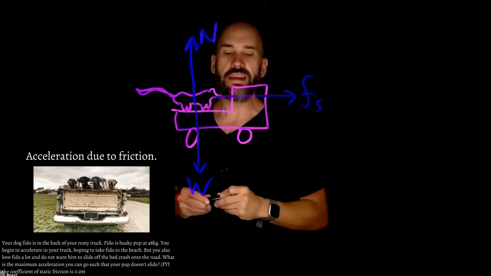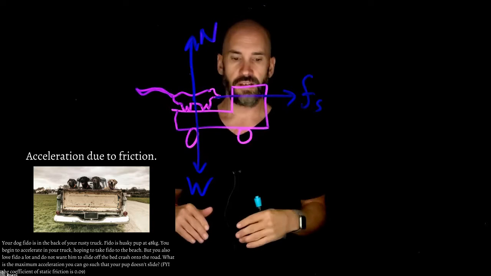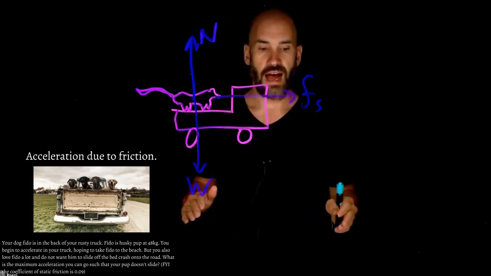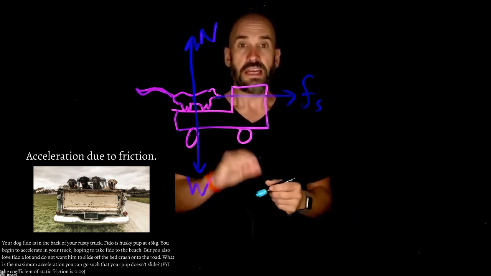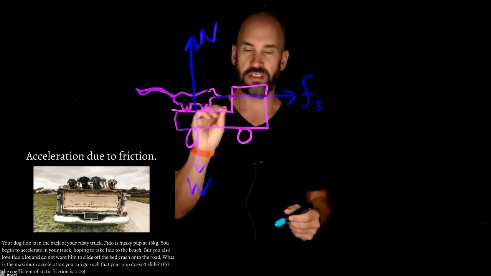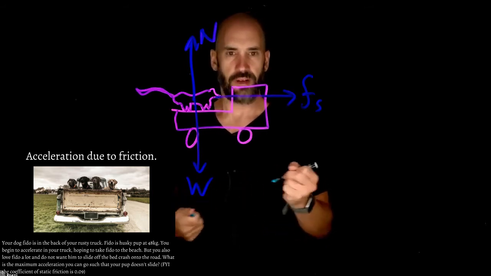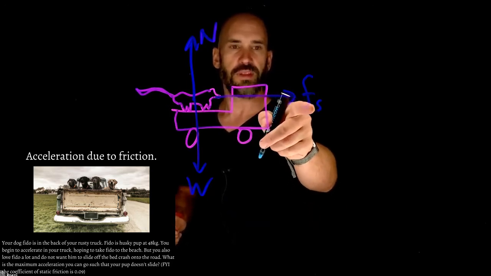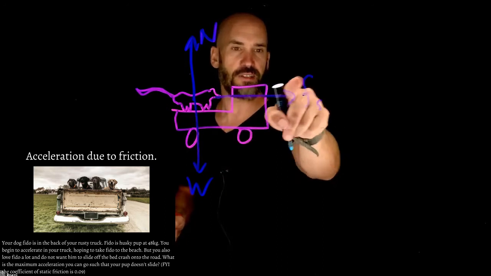So anytime, it could be a human standing in the back of a truck, it could be a human standing on a merry-go-round that's being accelerated, if you're not slipping, it's because frictional force is actually accelerating you. So the question then is, what is the maximum acceleration such that you don't exceed this frictional force?